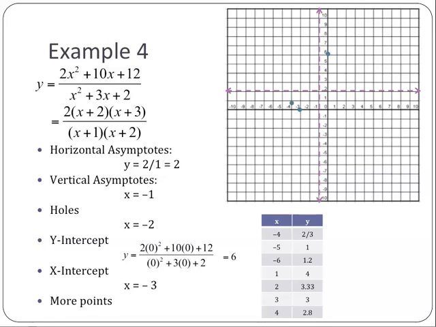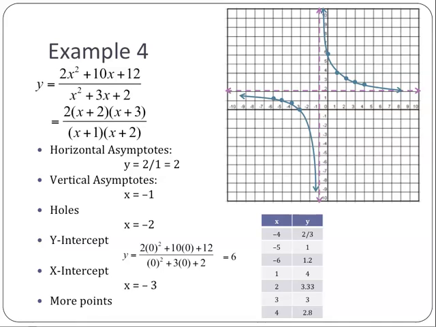Now we can put those points on. So -4, 2/3; -5, 1; -6, 1.2. And then we have (1, 4), (2, 3.33), (3, 3), and (4, 2.8). And so now you can draw in the sketch of your graph.